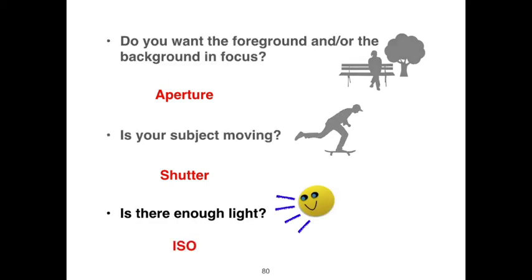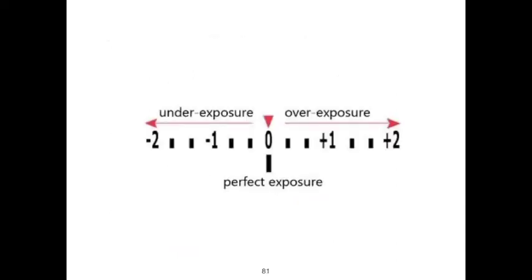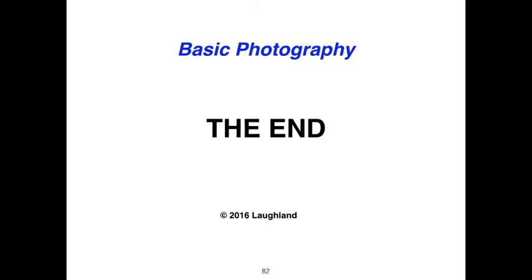And finally, raise the ISO if there's not enough light. And remember to use the light meter to ensure you have a good exposure. I hope this has been of some help to you. Now move your dial on your camera to the manual setting and start taking really great pictures.